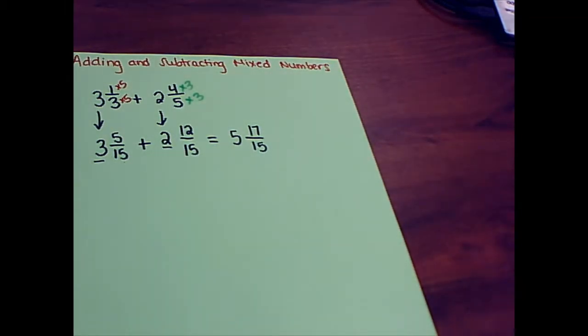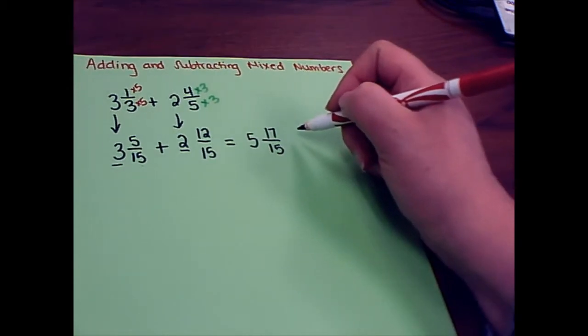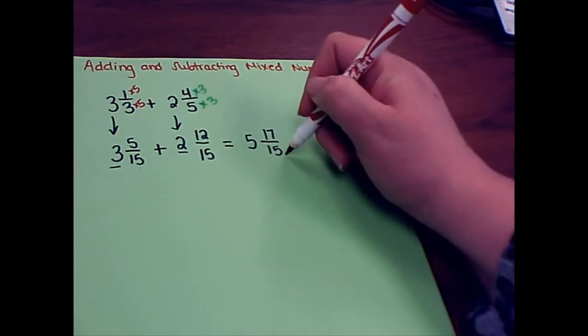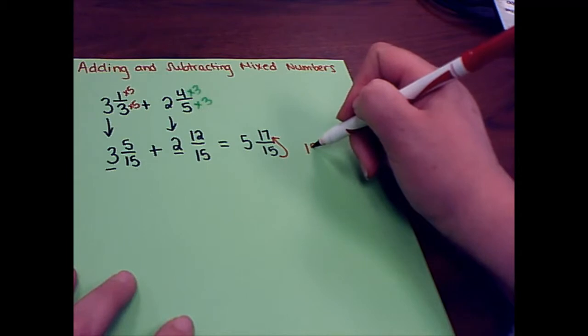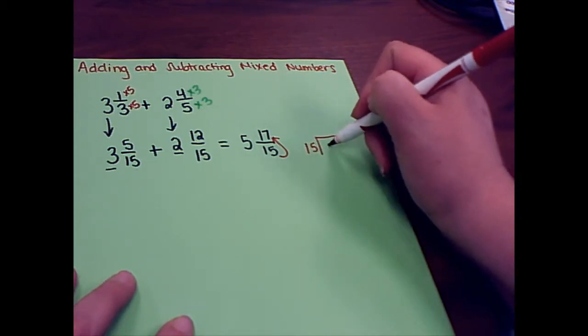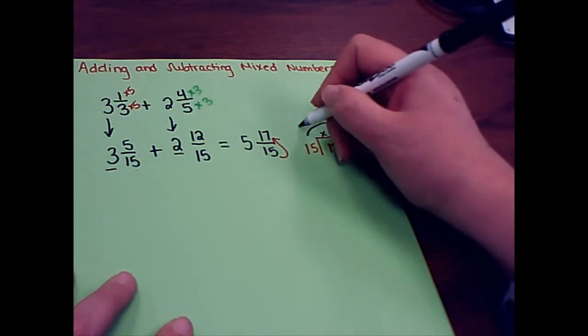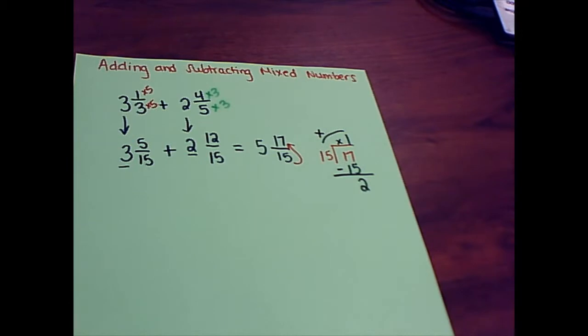When I look at this fraction, I realize that it is improper, meaning that 15 is less than that 17. So I need to make that proper. So I say, how many times does 15 go into 17? And I know it goes in 1 time with a remainder of 2.